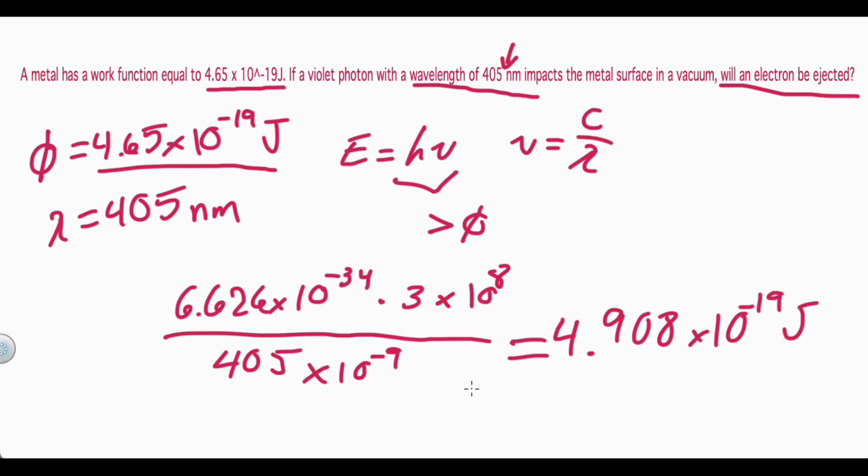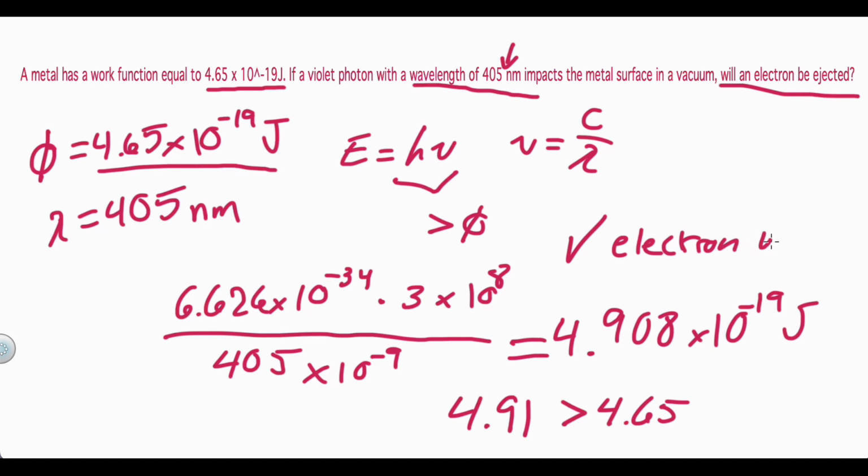And as you can see, we're just going to say 4.91. 4.91 is greater than 4.65, and we can just say it. We don't have to say times 10 to the power of negative 19 because they're both that, so we don't really have to compare that part. However, this aspect we do. So 4.91 is greater than 4.65, so we can say yes, an electron will be ejected. Boom. Simple.